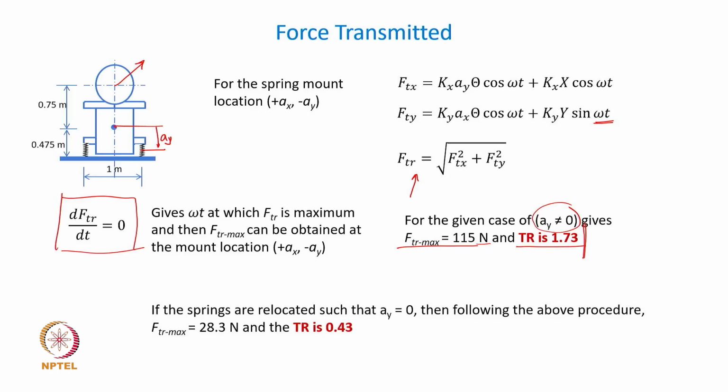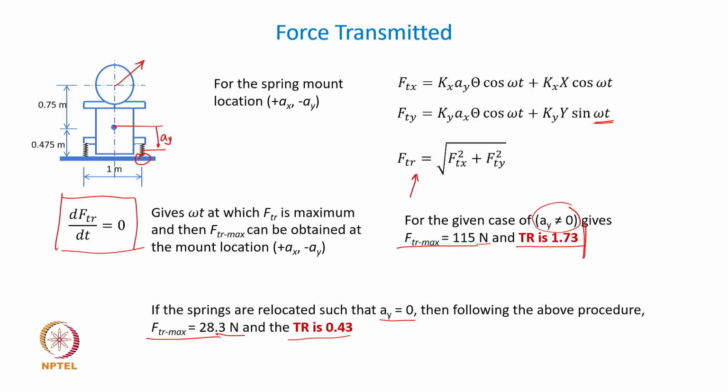a different thing, but if we set this Ay equal to 0 and follow the same procedure, you get the transmitted maximum force at that spring location here to be 28.3. You can see how drastic a reduction you are getting there, almost 1/4 of the force transmitted is reduced. It is reduced to 1/4 of the original value, and the transmissibility ratio drops to 0.43.